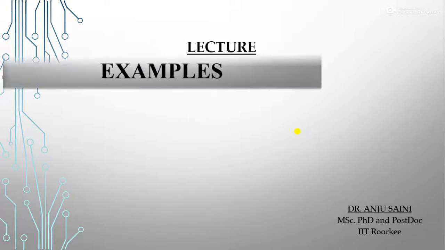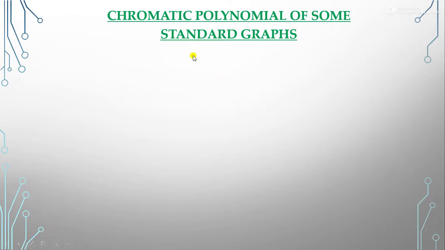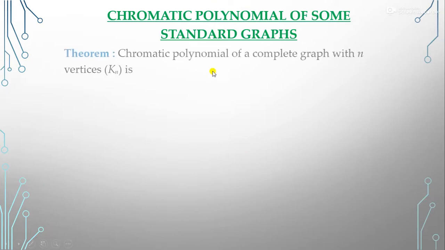Hello students, now here in the topic of graph coloring, in the last lecture we studied the chromatic polynomial. So here we take some examples, some particular graphs' chromatic polynomial. So first of all we take the chromatic polynomial of some standard graphs. First one is, what is the chromatic polynomial of a complete graph?